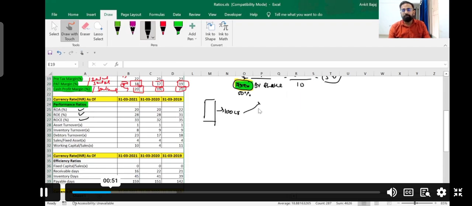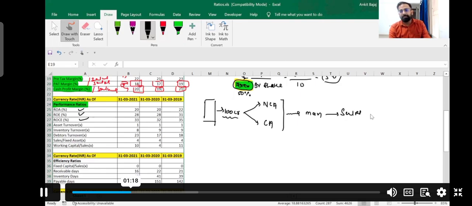From this money, you will be buying some assets, right? Definitely you will be buying some non-current assets, and you will be buying some current assets for your business to run, right? So in total, you have invested 100 crore rupees. And with the help of these assets, machineries or maybe inventory or cash, you will be doing manufacturing, and after manufacturing you will sell your product in the market, right? And from this sales you will be able to generate profit, right?